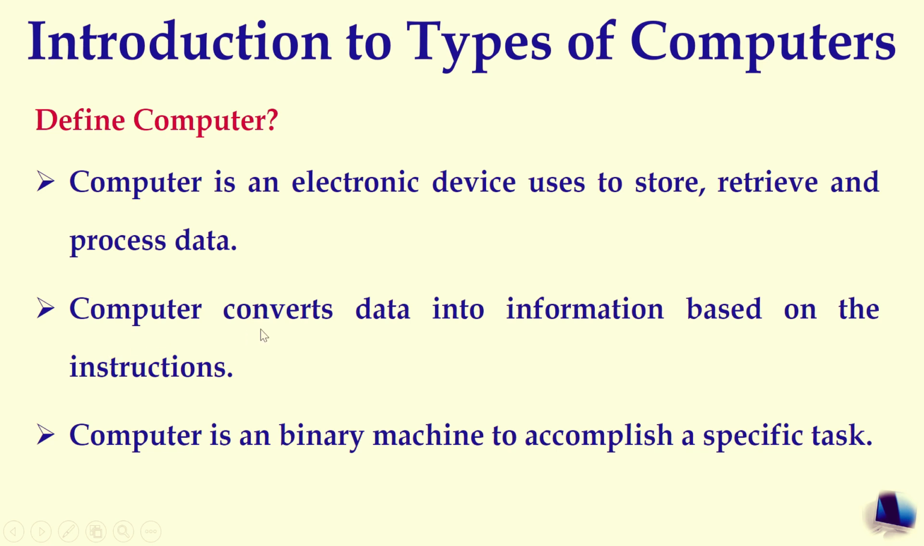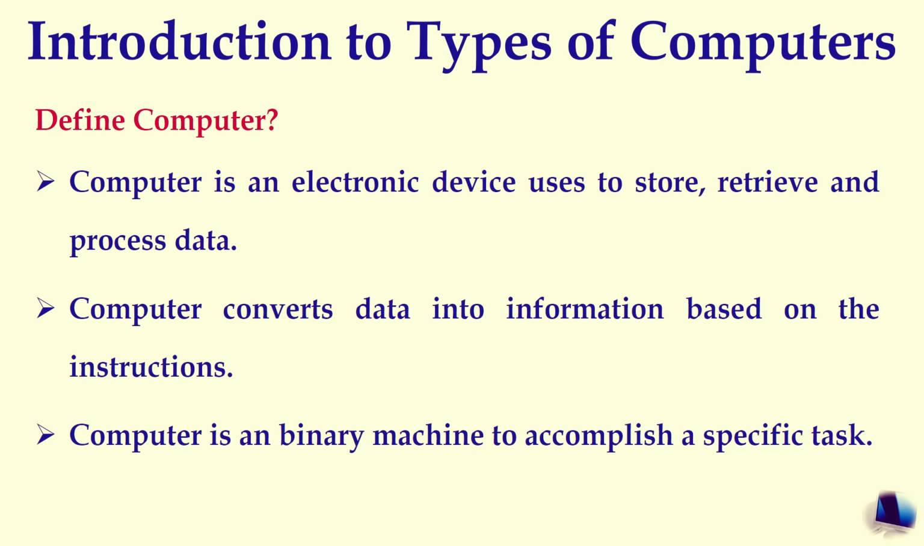Computer converts data into information based on instructions. So what is the work of a computer? When you give data into the computer based on instruction, it will convert your data into information. This is the work of a computer. Computer is a binary machine to accomplish a specific task. What is a binary machine? Because computer works on binary code 0 and 1, it is called a binary machine.